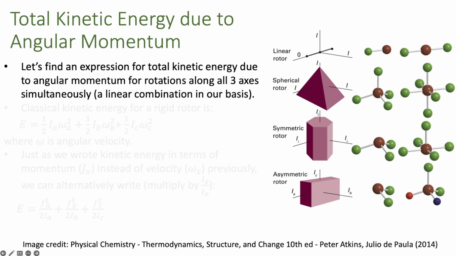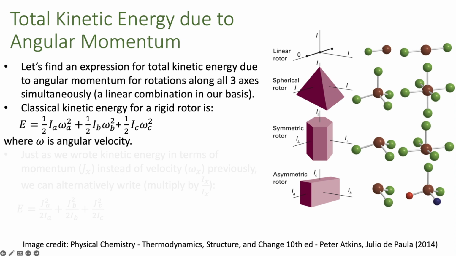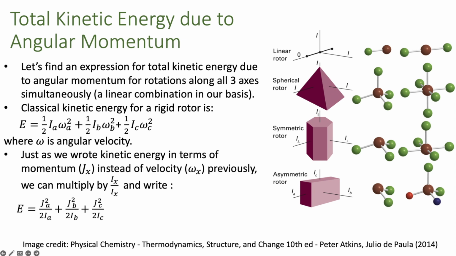All right, so returning to our goal of talking about kinetic energy in terms of angular momentum, let's start looking at these rotors in this three-dimensional space where they actually live. Here's an expression for the kinetic energy due to rotation of a rigid rotor, written in terms of classical energy. We have a sum where each term is along these three axes, A, B, and C. And of course, omega is our angular velocity. How fast is it rotating?